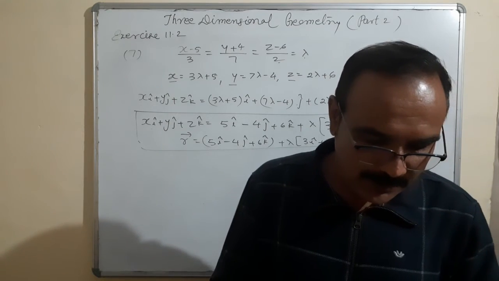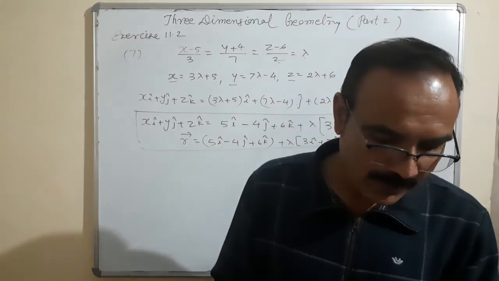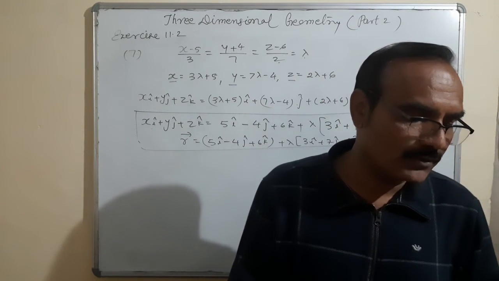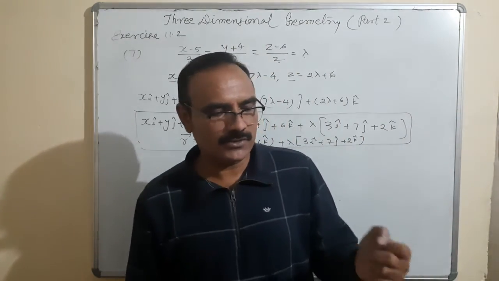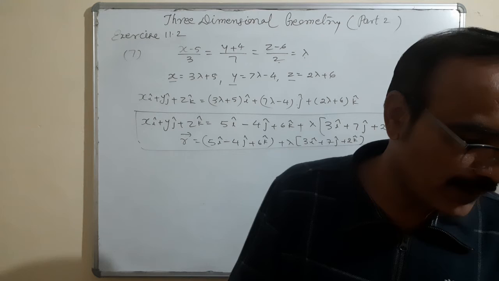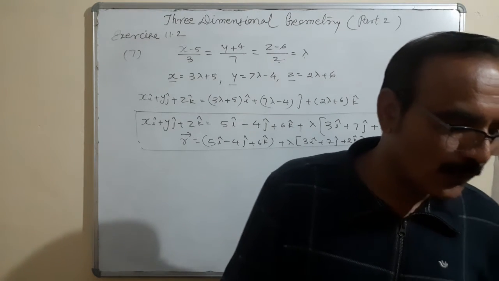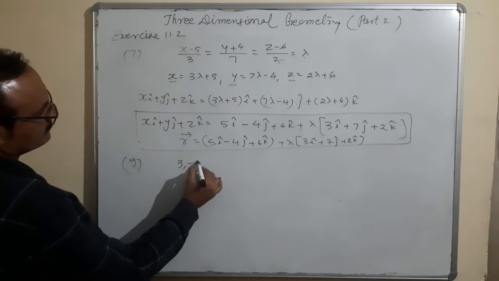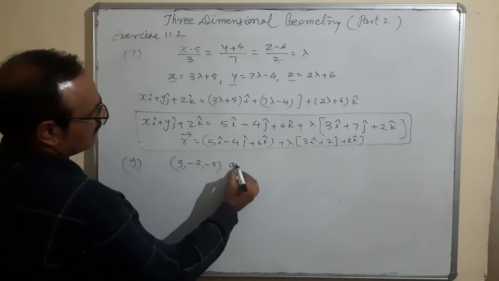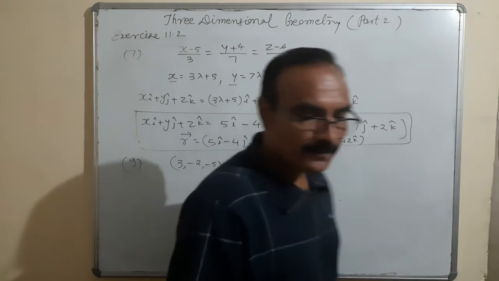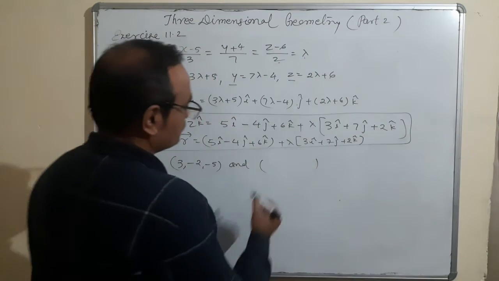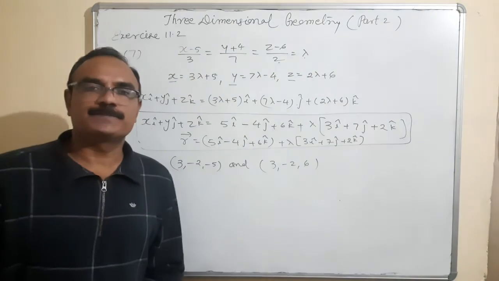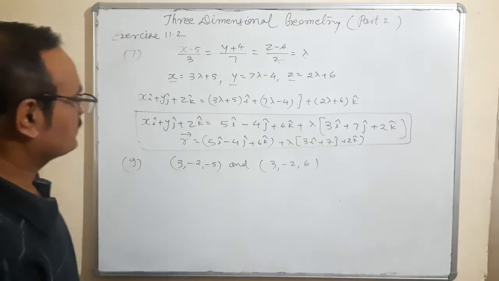Find the vector and the Cartesian equation of the line passing through the origin and 2 points. So rather than solving 8, I am solving question number 9, because the origin is 0, 0, 0. Okay, same as in question number 9. Find the vector and the Cartesian equation of the line passing through 2 points, 3, minus 2, minus 5, and second, 3, minus 2, 6. Okay. Equation of the line passing through 2 points.